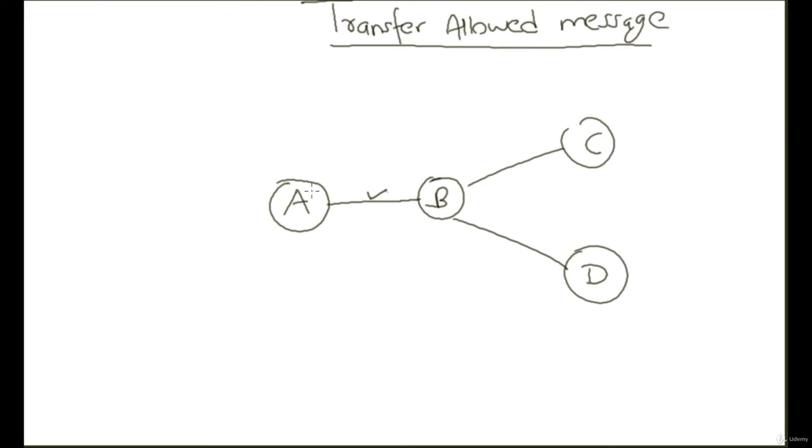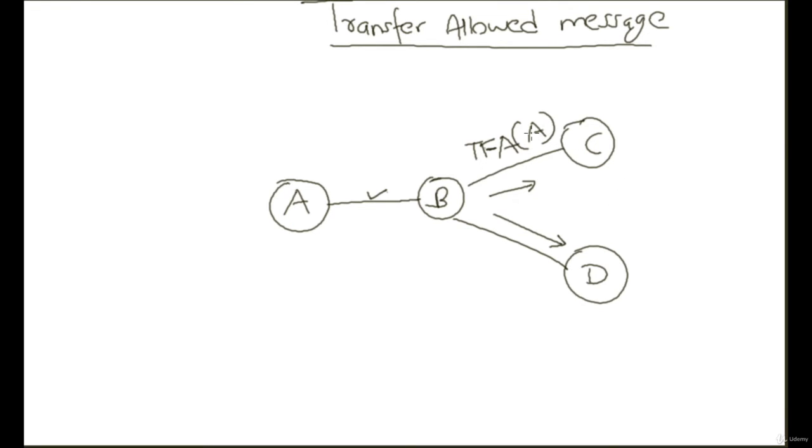To do this, B has to send the transfer allowed message for A. So what does this message say? This message says that now any traffic related to A can be transferred via B. And similarly it will happen on D.